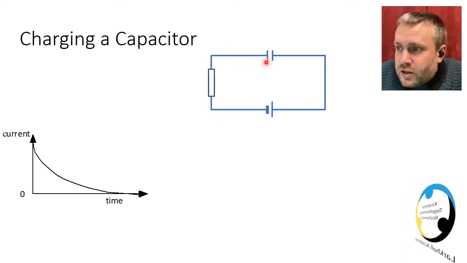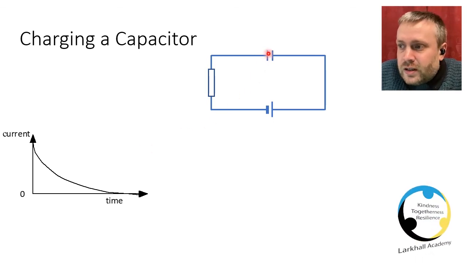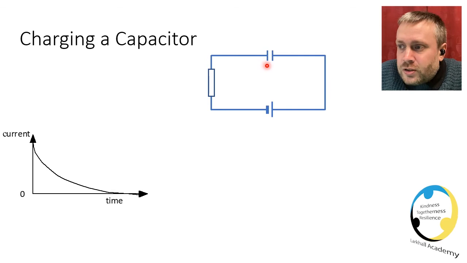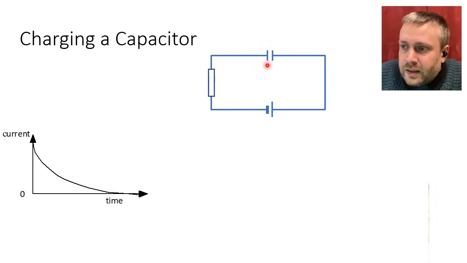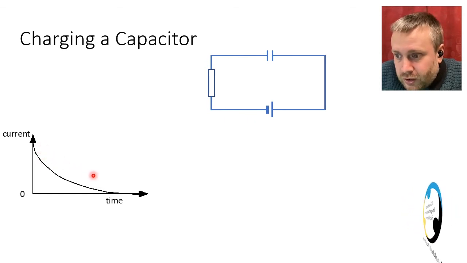But then as that charge builds up, remember we've said already, it's going to start getting a little bit of resistance. The charges are going to be repelled by the charges that are already stored on this plate here. And that's going to cause it to slow down, and that's why we see this curve here, this curve which looks a little bit like this.